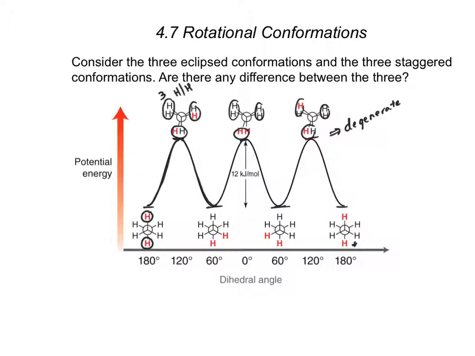And we can actually measure the difference in energy between the staggered and the eclipse conformation. It ends up being about 12 kilojoules per mole. Okay, so this is known. This is an actual value. So why? That's kind of the big question. Why is there an energy difference here?